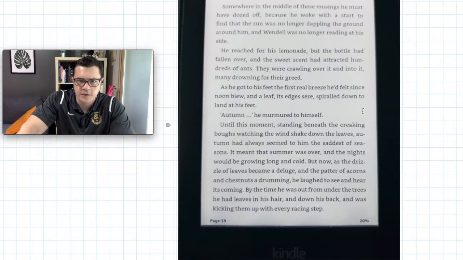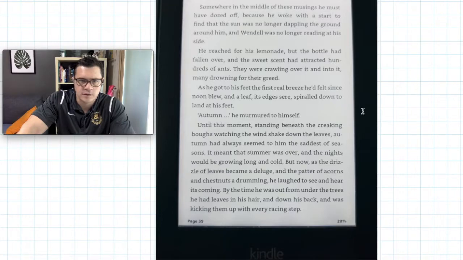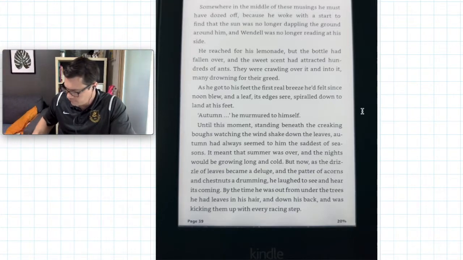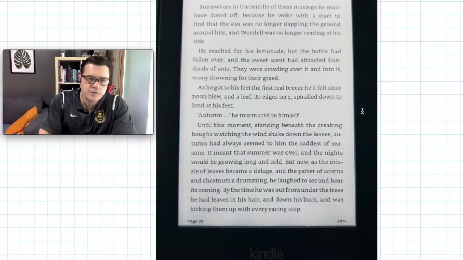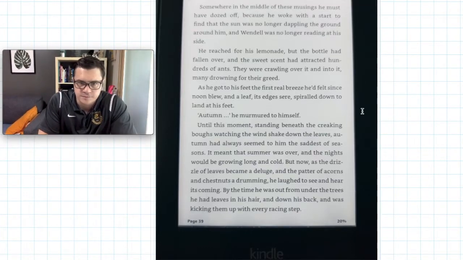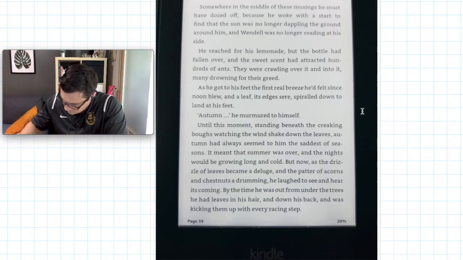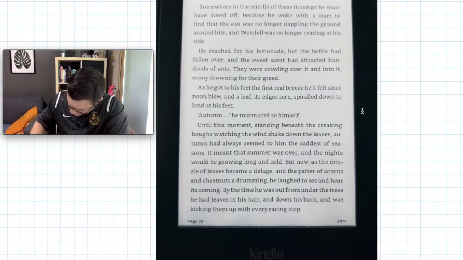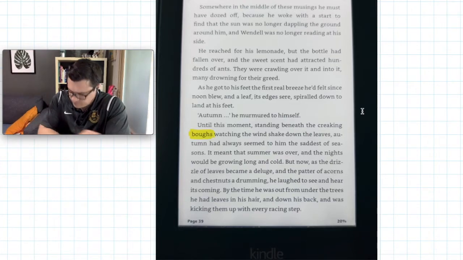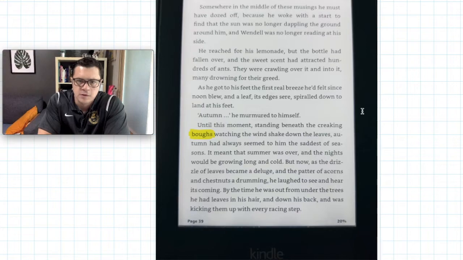So here I have a page from The Thief of Always. As I was reading this, I came across some unknown words, and I'll show you the first one. It is right here. This one here, boughs. "Until this moment, standing beneath the creaking boughs, watching the wind shake down the leaves, autumn had always seemed to him the saddest of seasons."